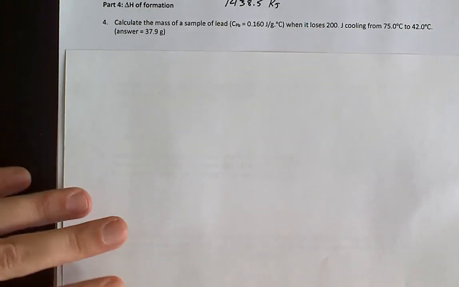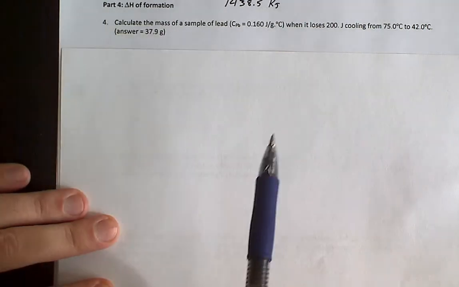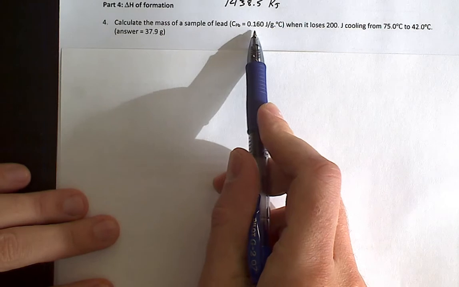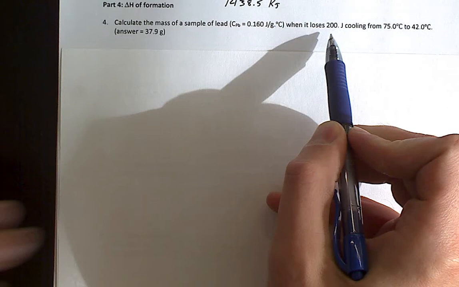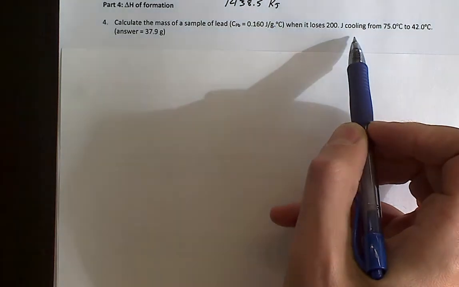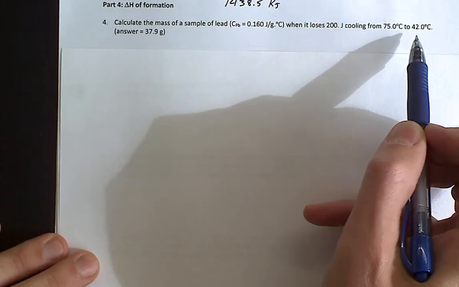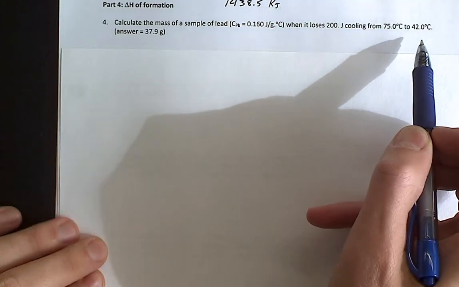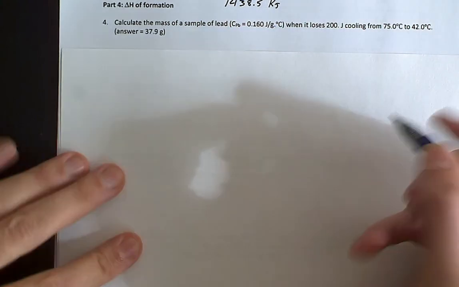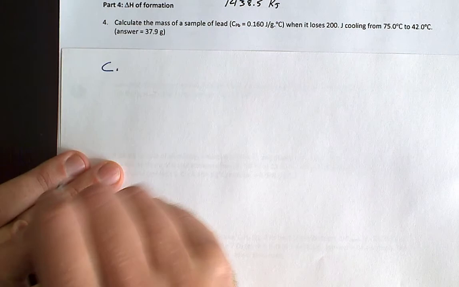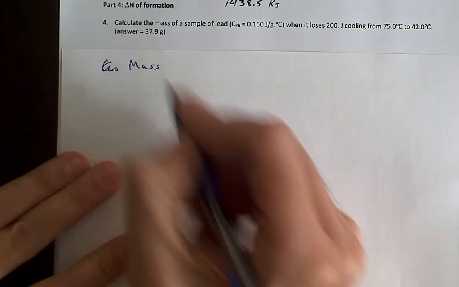Okay, so what we have here says calculate the mass of a sample of lead, and it gives the specific heat of lead being 0.160 joules per gram degree Celsius when it loses 200 joules cooling from a temperature of 75 degrees Celsius to 42 degrees Celsius. Okay, so we've got a couple things here. First of all, it wants to know what the specific heat is. Oh, I'm sorry, it wants to calculate the mass. All right, so how much of this do we have?